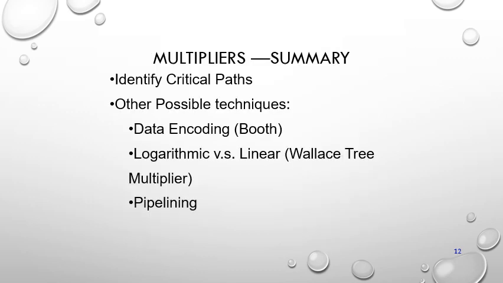Then the multiplier summary: identical critical paths are shown here. Other possible techniques are data encoding, Booth algorithms, logarithmic versus linear Wallace multipliers, and pipelining. These are the final summaries of the multipliers.